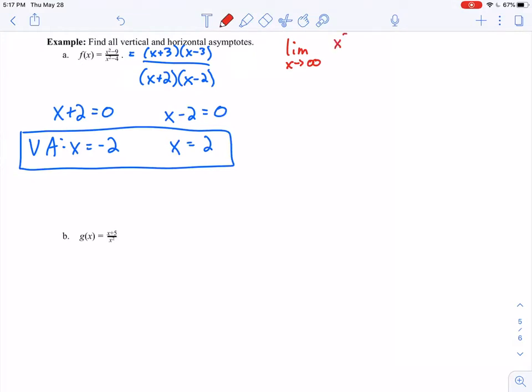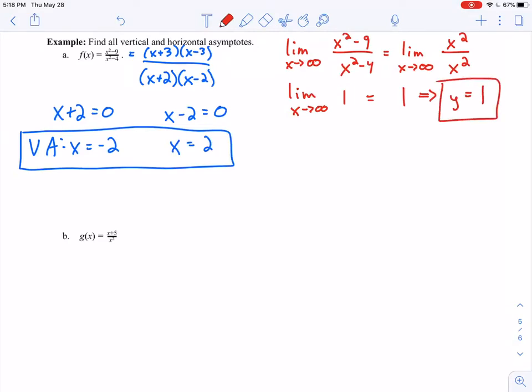So if I'm looking at x squared minus 9 over x squared minus 4, I can just look at the leading term of the numerator and the leading term of the denominator. So the leading term of the numerator is x squared. Leading term of my denominator is also x squared. So what I really have is the limit as x approaches infinity of 1 after those simplify. Well, 1 is just a constant. It doesn't depend on x in any way, so that means I get back a y value of 1. There's my limit. So that means that y equals 1 is a horizontal asymptote.